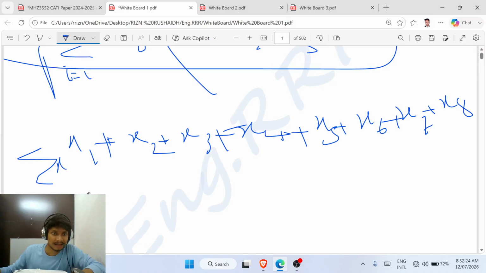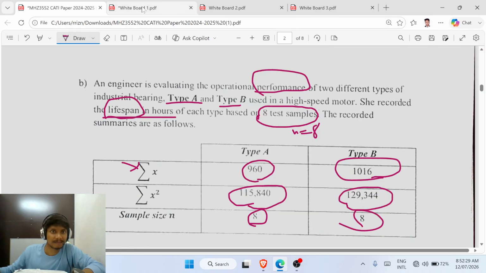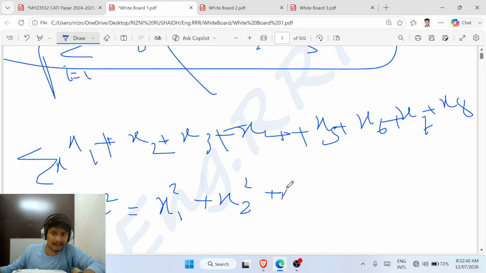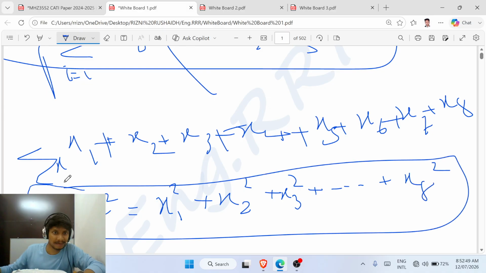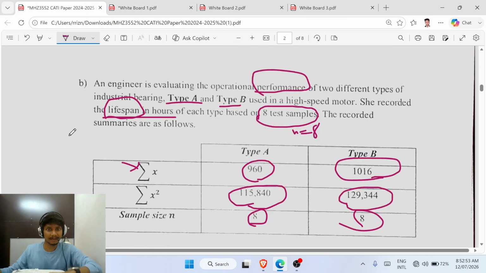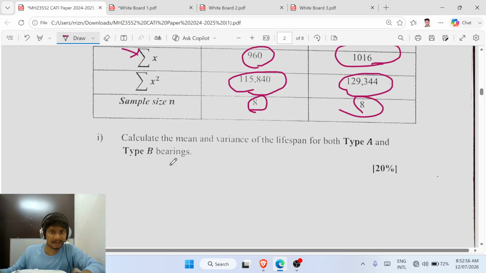What is sigma x square? As we have discussed earlier, it is x1 square plus x2 square plus x3 square, till x8 square. We have already discussed this, which is why I mentioned everything here. Now let's move to the question.